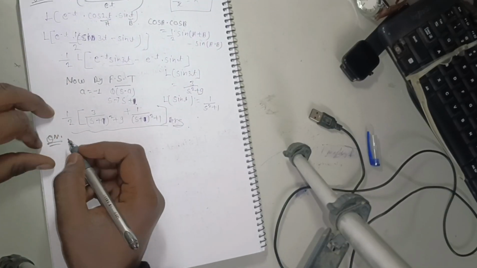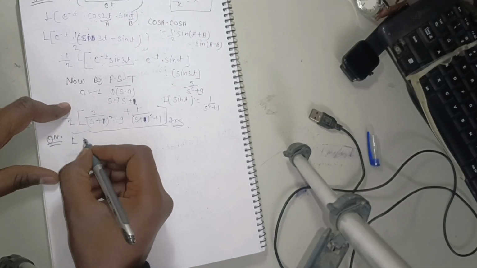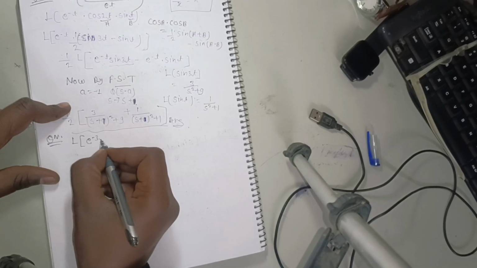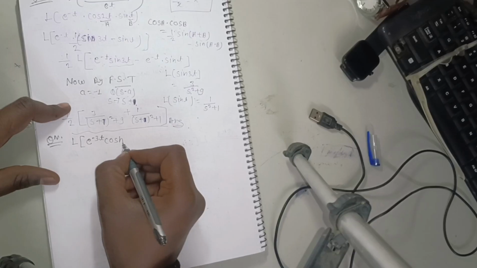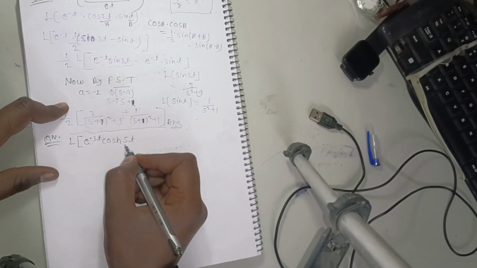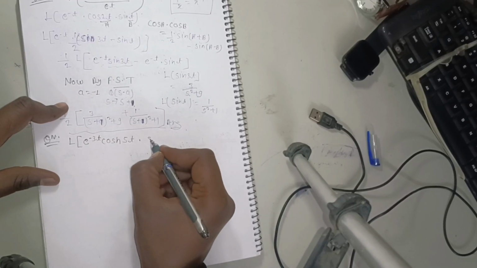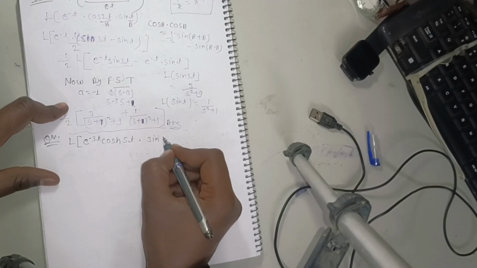Now let's take another question, that is Laplace of e to the power minus 3t cos hyperbolic 5t into sine 4t.